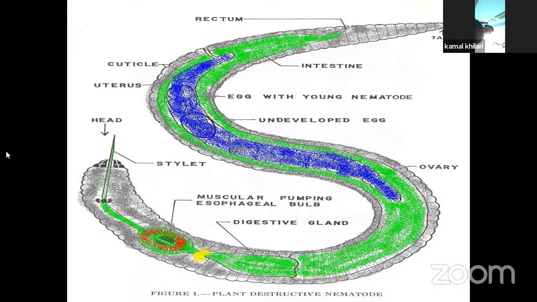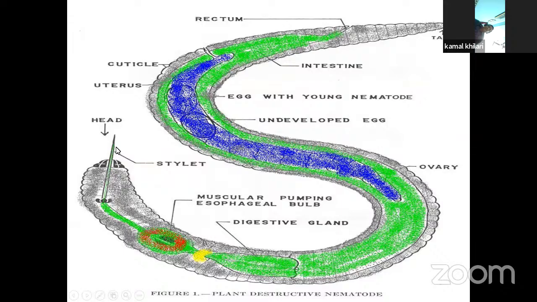So similarly, the nematode also uses this structure, known as the stylet. They use it for puncturing the cell, the plant cell. After puncturing the plant cell, they insert some digestive chemicals. They partially digest the cell contents of the plant, and then they suck the partially digested contents from the cell. So they use this stylet similar to a syringe.